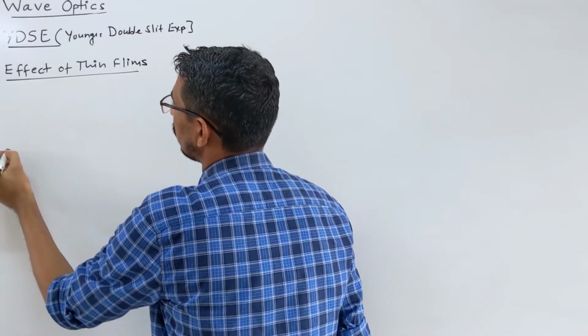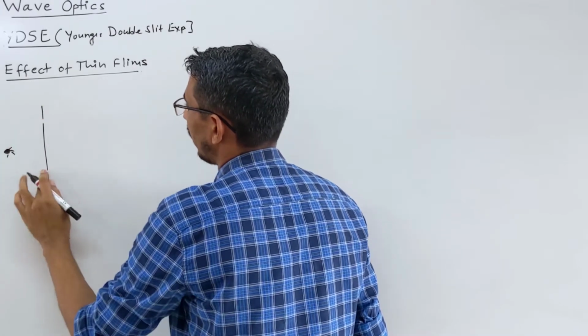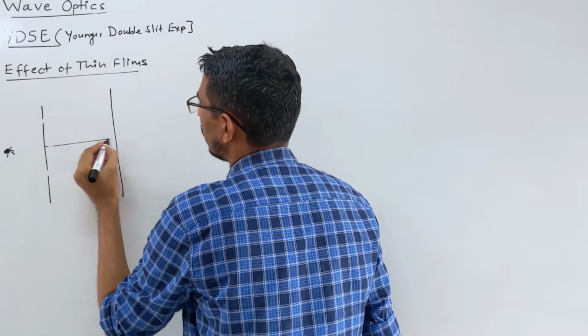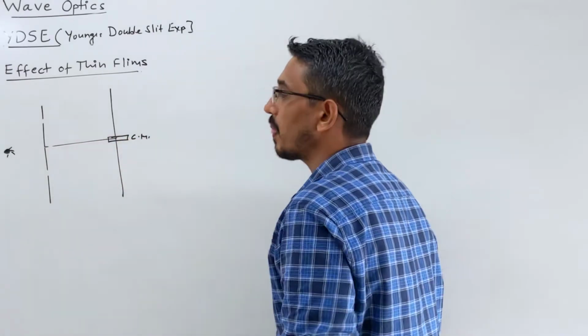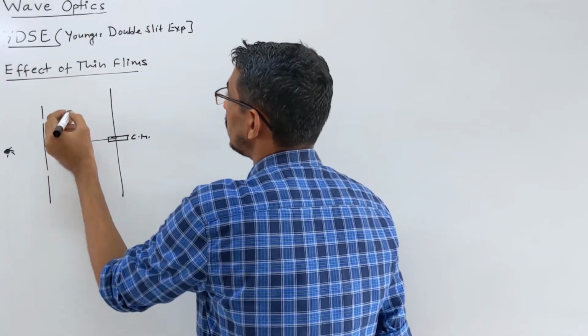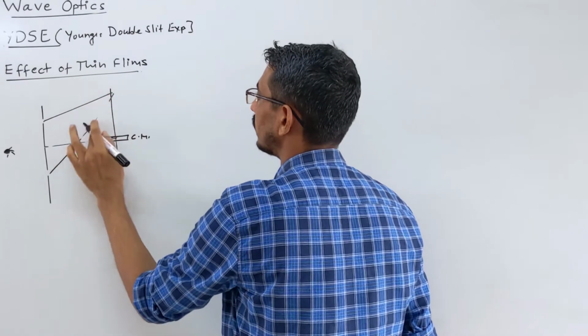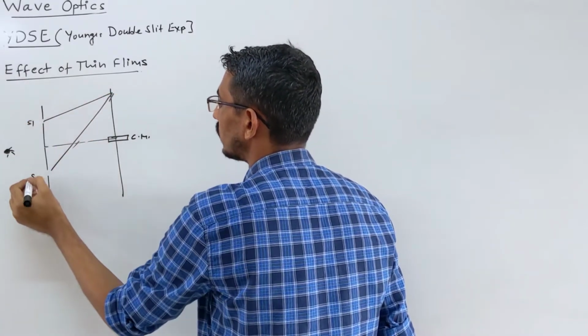Okay, this was your source, and we are breaking into two sources here. This was your screen. And this is the middle point here, where your central maxima is formed, right? Now what happens? Suppose these waves are coming, and at any general point, P, this is your source S1, this is your source S2.